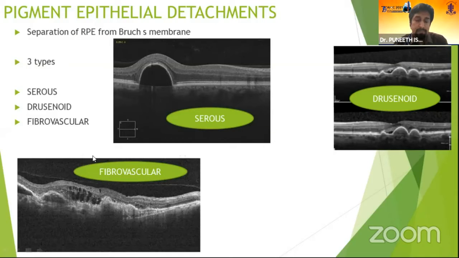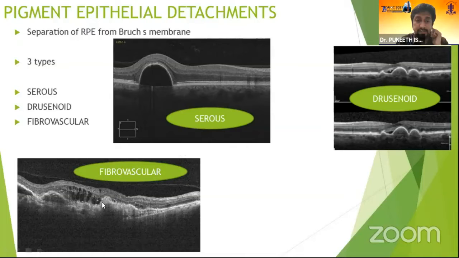Now, what is a pigment epithelial detachment? It is a separation of the RPE from Bruch's membrane. Normally the RPE and Bruch's appear as a single layer, so when there's a gap between these two, this is known as a pigment epithelial detachment. There are mainly three types: serous, drusenoid, and fibrovascular. In serous, there's an optically empty space below the RPE. In drusenoid PED, you can see a homogeneous reflectivity below the drusen. Whereas in a fibrovascular PED, you will find a heterogeneous reflectivity below the PED.